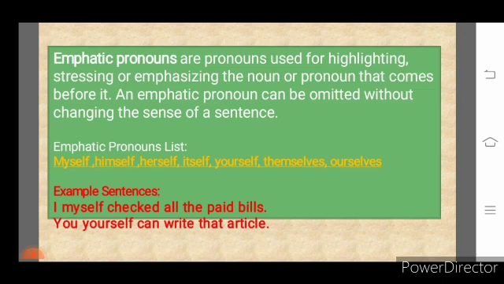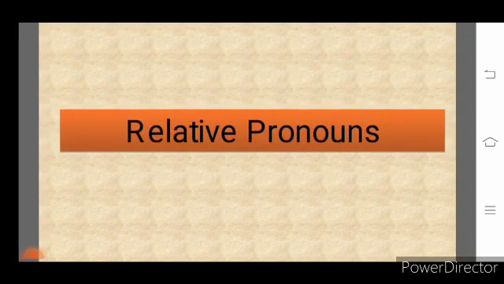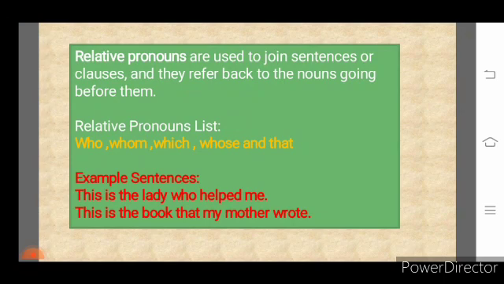Myself, himself, herself, itself, yourself, themselves, or ourselves are the examples of emphatic pronouns. So the example in a sentence, I myself. So we are stressing on I, right? I myself checked all the paid bills. You yourself can write that article. So here I am emphasizing on you. Okay, now let's move forward and learn relative pronoun.